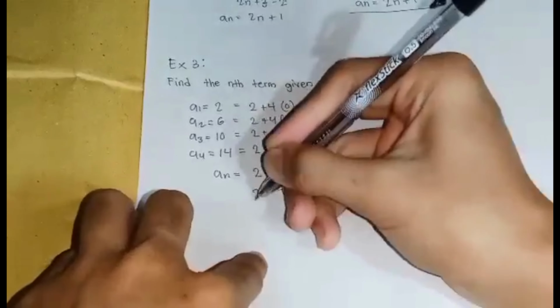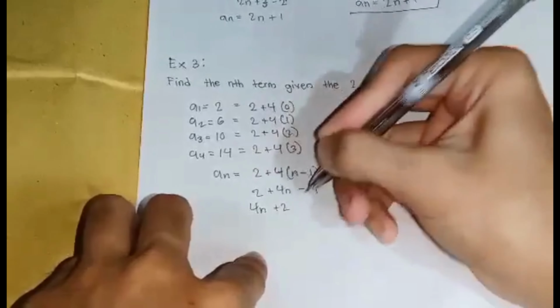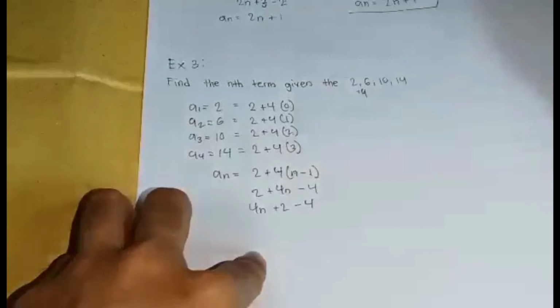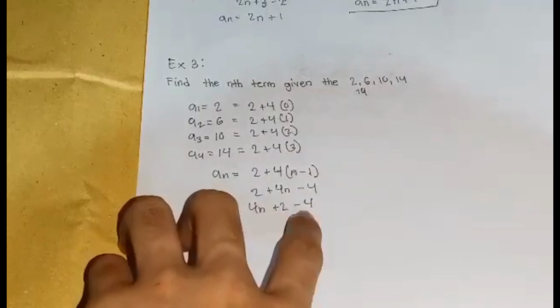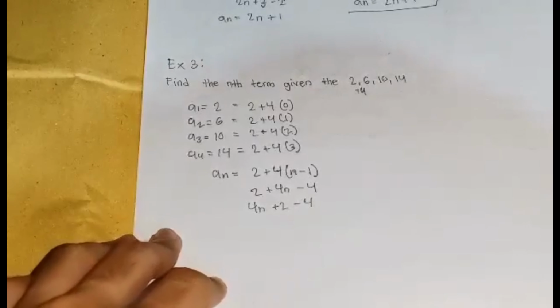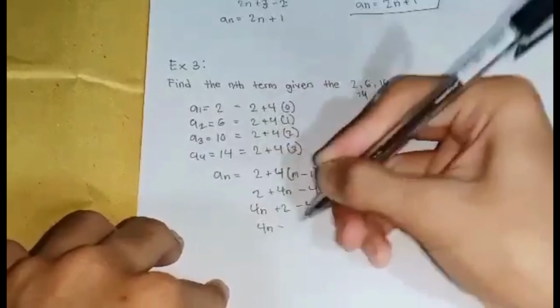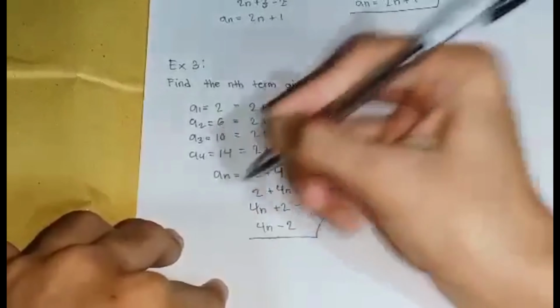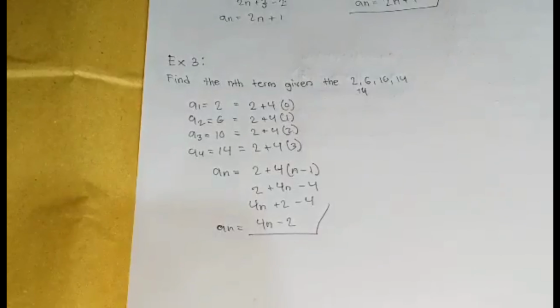So, mauuna ulit ang variable, 4n. Mauuna ang may variable, plus 2 minus 4. So, nakikita, mas malaki ang 4, so magiging sign ay negative. 2 minus 4 ay 2. So, 4n minus 2. The answer is a sub n is equal to 4n minus 2. Ang nth term niya is 4n minus 2.